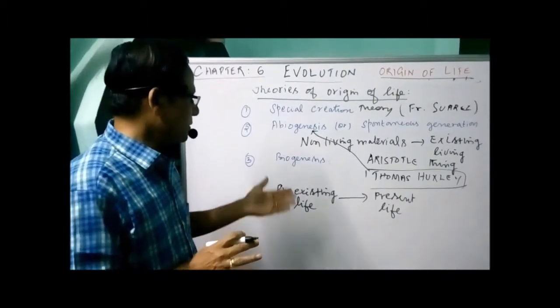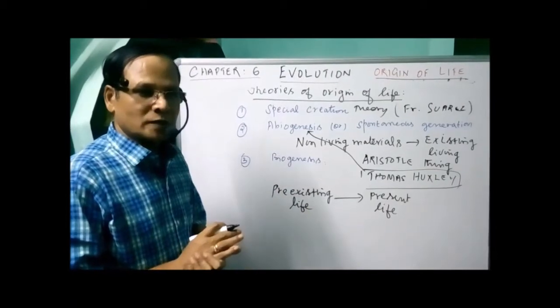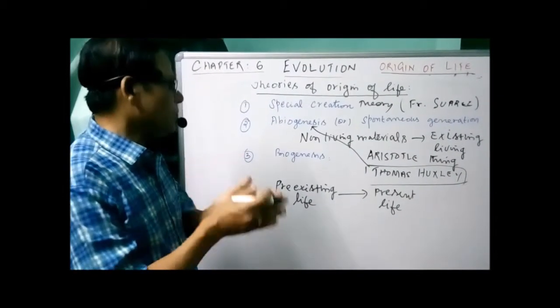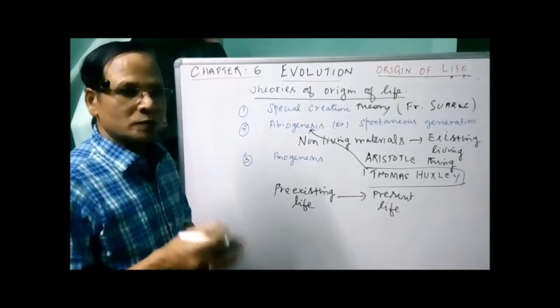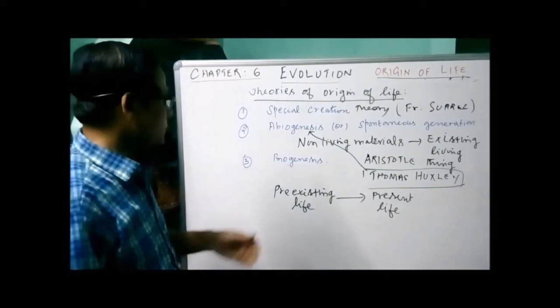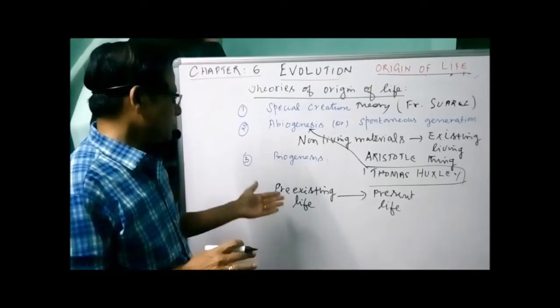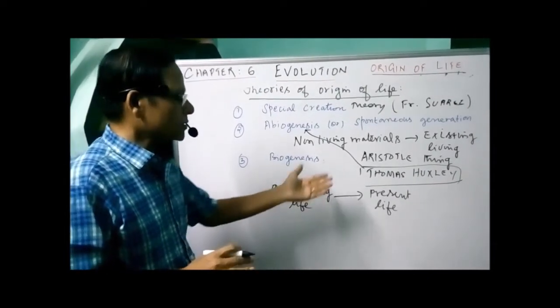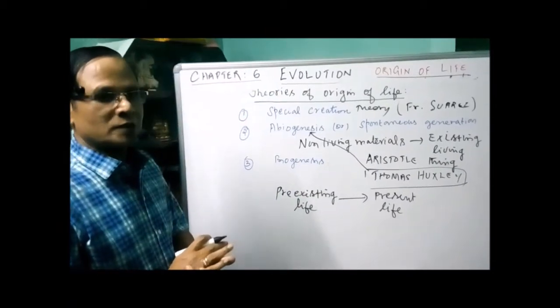Biogenesis is also used to describe the biochemical process of production of living organisms. That is called biogenesis. So pre-existing life, already existing life, gave rise to the present life. This is what is called biogenesis.